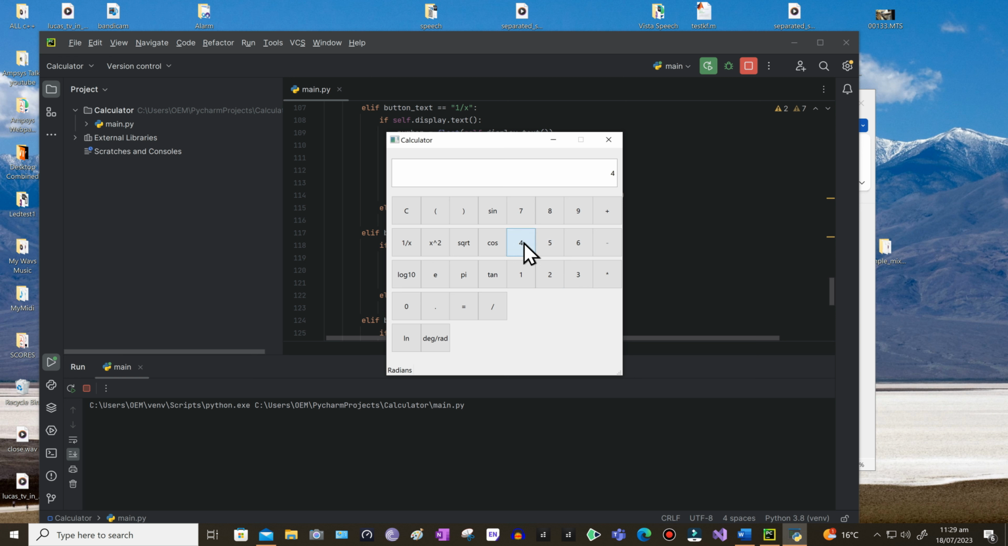So take the square root of 4. Oh, let's take the square, that's 16. Square root of, where's the square root? Oh, there it is, 4.